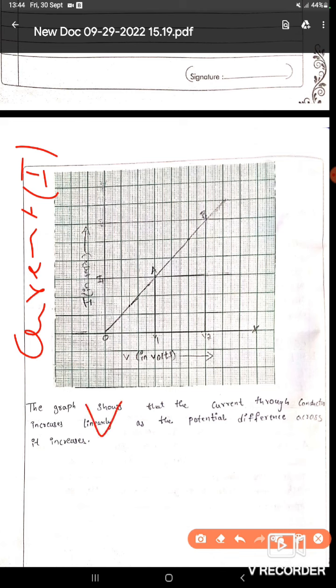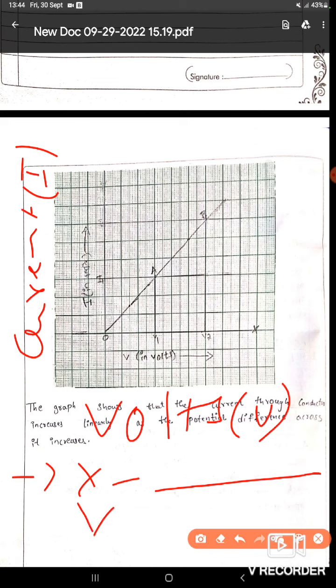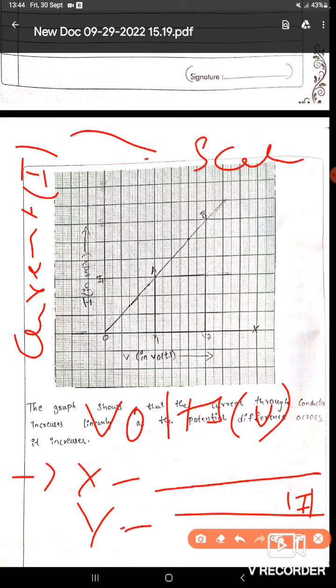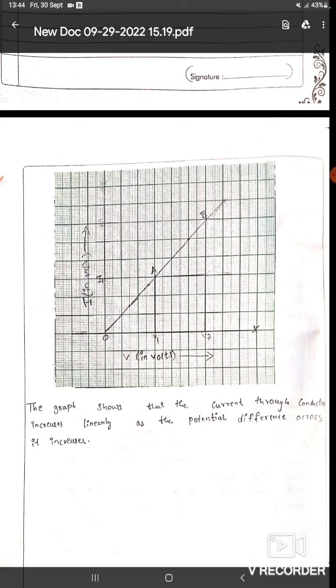On the x-axis I take voltage, represented by V in volts, and on the y-axis I take current, that is I. Okay, you can maintain that, and you can maintain the scale also here. I already explained all this to you in the class. So this is a random mistake. Take attention about this, right?